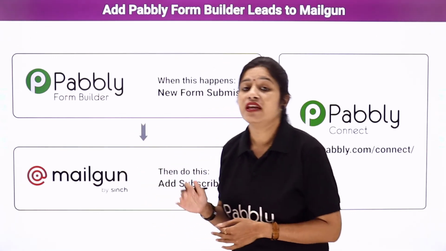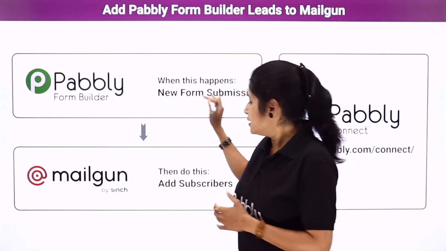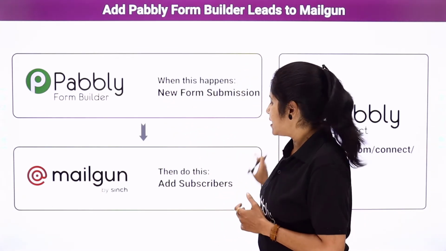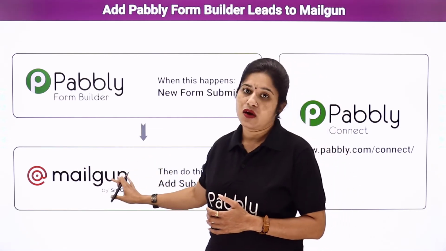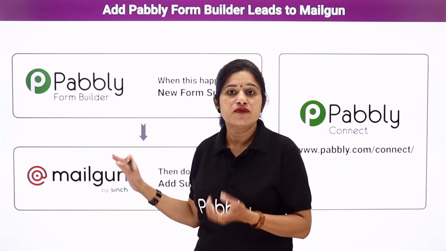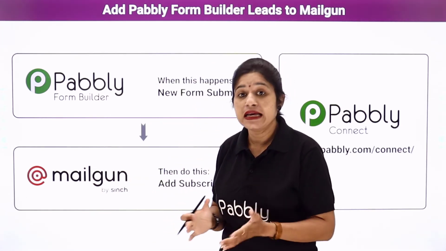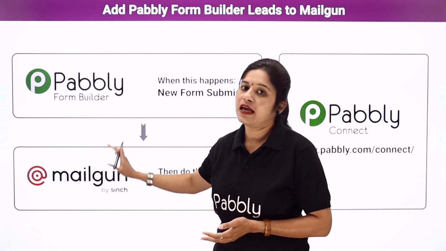Now you want that whenever the customer fills that particular form, automatically the details of the customer should be added as a new subscriber to your Mailgun account so that you can send the promotional emails and messages to your customers in the future for your business related purposes. For this, we need to create a connection between Pabbly Form Builder and Mailgun.